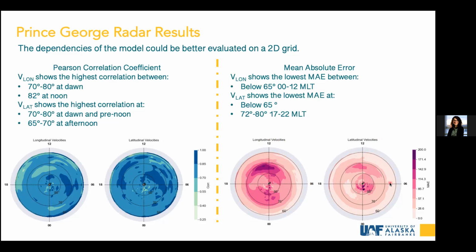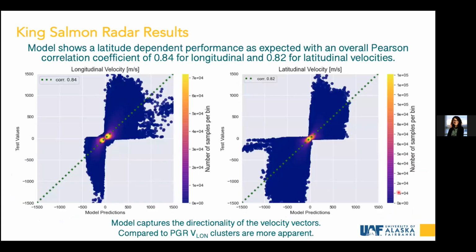So this basically constitutes the main principle of how we want to merge these radars. For this Prince George radar, we know where our radar does better because we include its radar geometry as well. So let's see how other radars perform. For an example, I'm going to show you the King Salmon radar results.